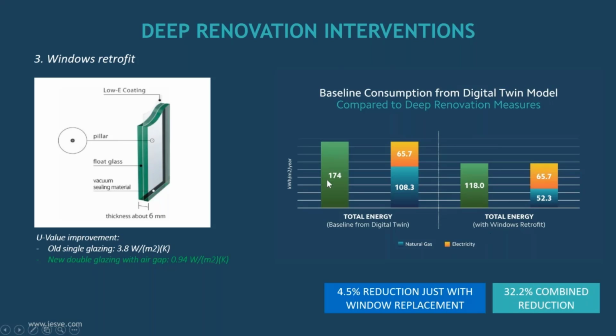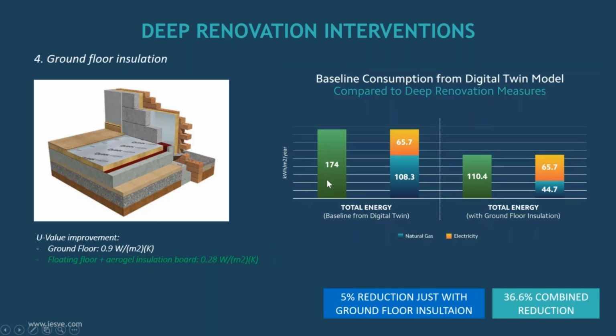You can see that it's going higher than just summing up the values. And finally, well, not finally, the fourth one is the ground floor insulation. Adding some insulation material at the very bottom level of the building will reduce by 5% in this case the energy consumption, and 36.6% if combined with the previous ones.